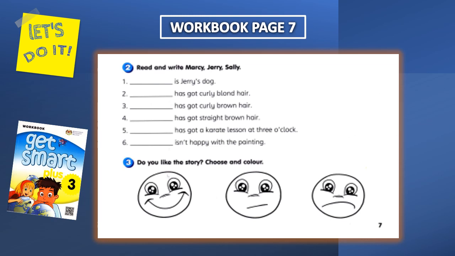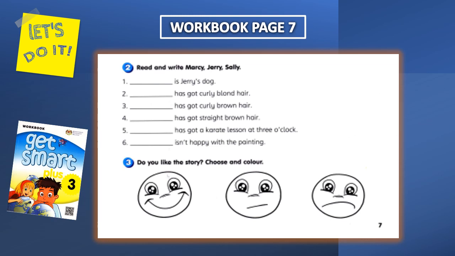Okay, look at number 2. Has got curly blonde hair. Can you tell me who's that? So you have to look at the picture again, listen to the story and read it again so that you can fill in the blanks with the correct answer.